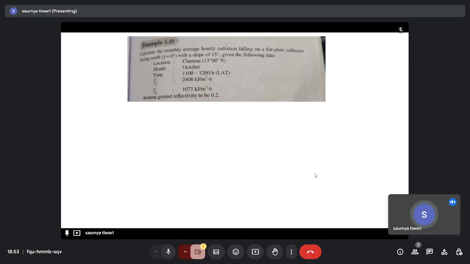Okay, let's see this question. So we have to calculate the monthly average hourly radiation on a flat plate collector. So let's first write the given values. It's facing south, so azimuth angle is given as 0. Slope is 15 degree.